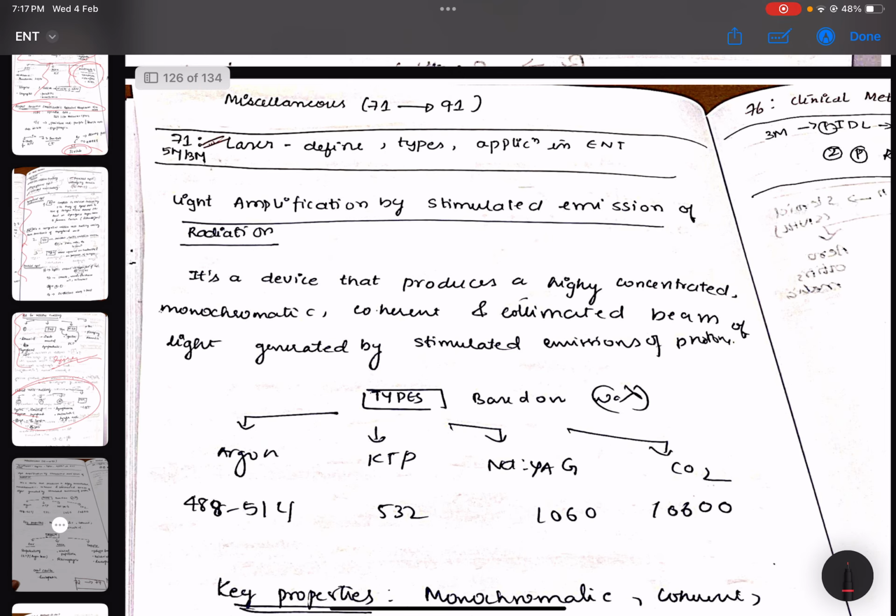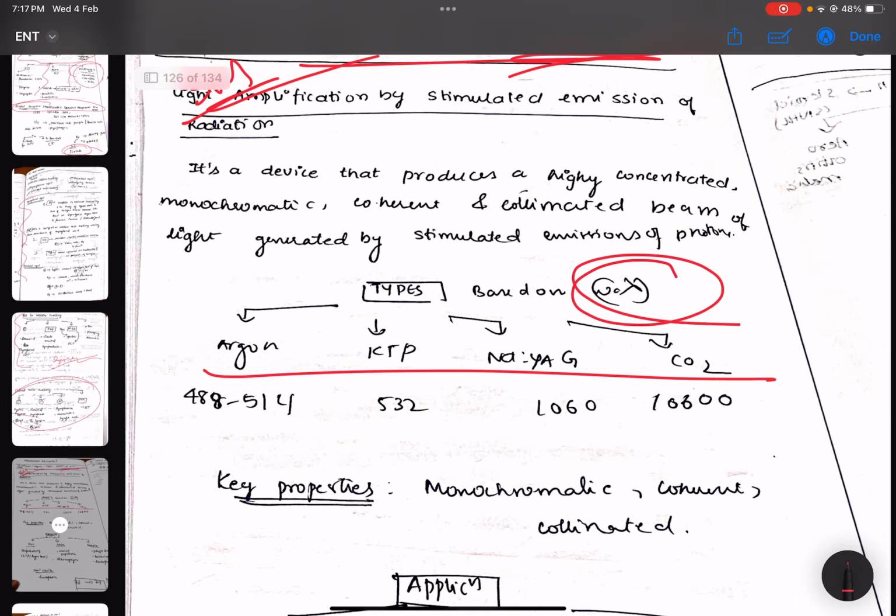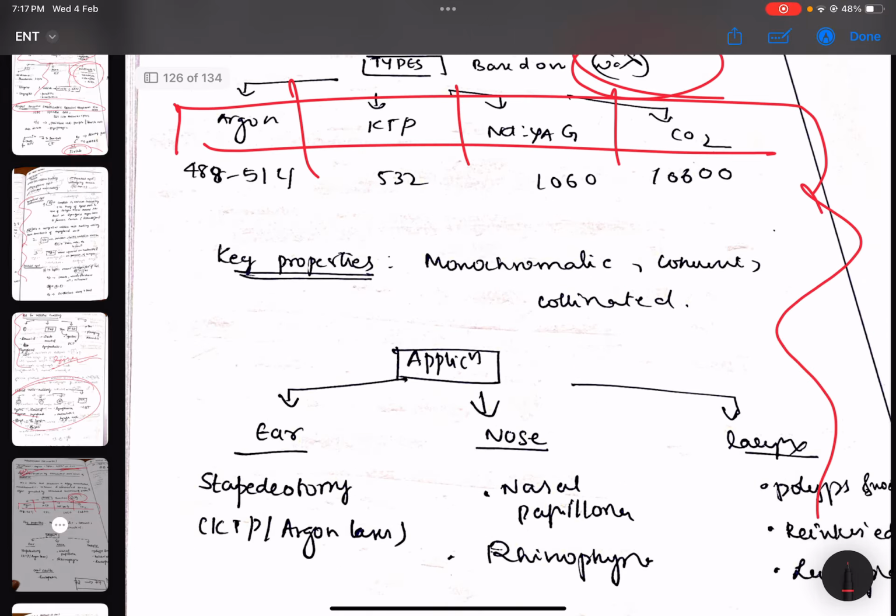Then miscellaneous. So this is the 3 markers that asks for definition, types and applications. So again you can remember based on the wavelength of it. This is divided into argon, KTP, and carbon dioxide also. These are the properties and these are the applications.